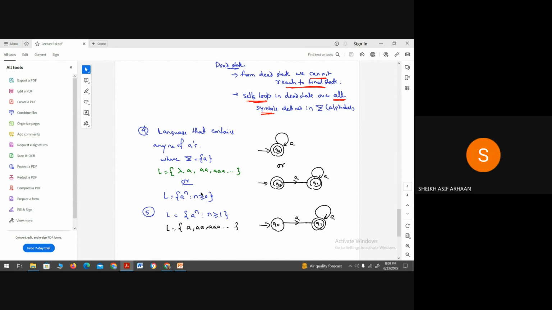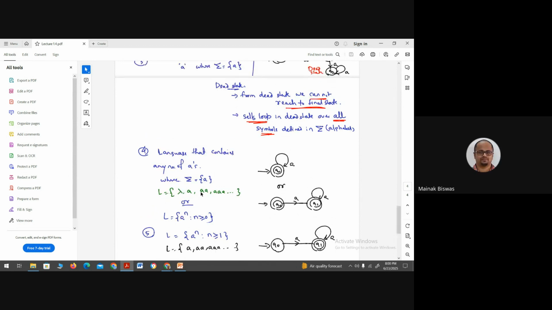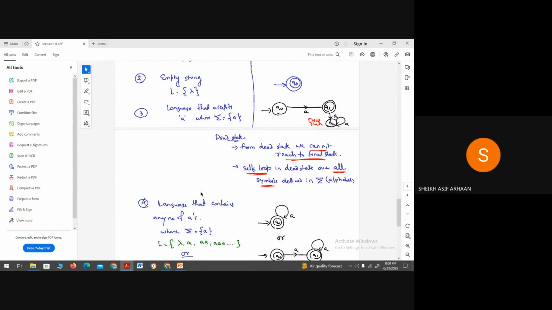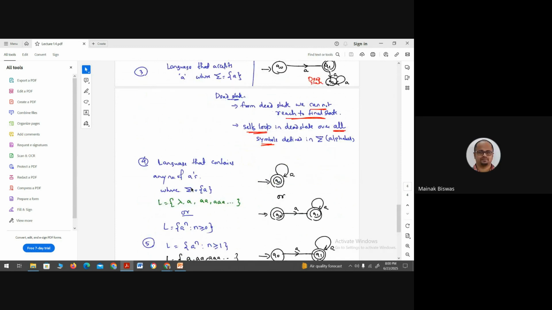Sir, if that is the DFA, we cannot see any transitions for B. Which one? Which question? Tell me. Sir, that example, number 4. Yeah, but the language is defined for only A, right? The input sigma is only A. A DFA must also have the transition for B, right? No, it doesn't matter like that.